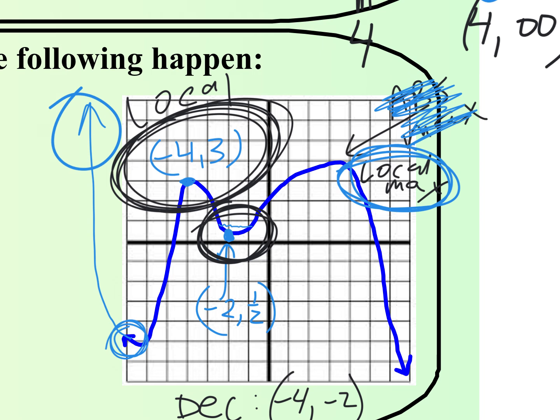Okay, yes. So since these are points, do we have to do the brackets? You just list the point. Oh, okay. Just list the point as a point. All right, so the local max is there.